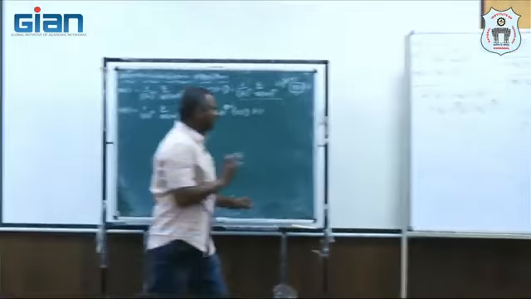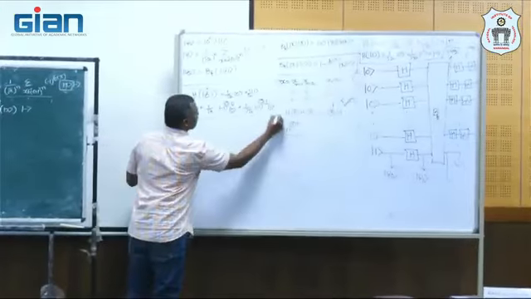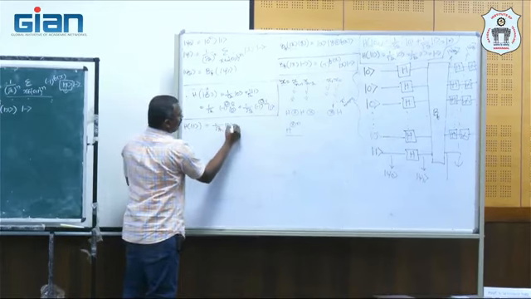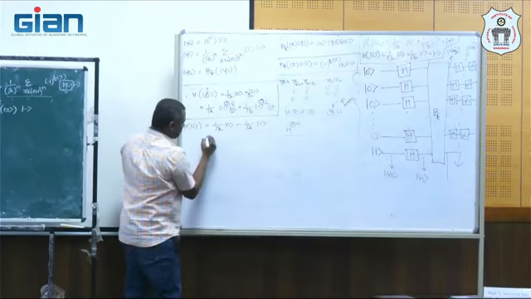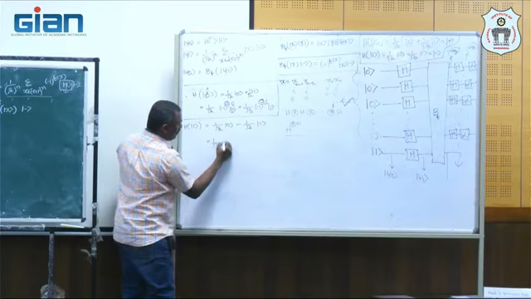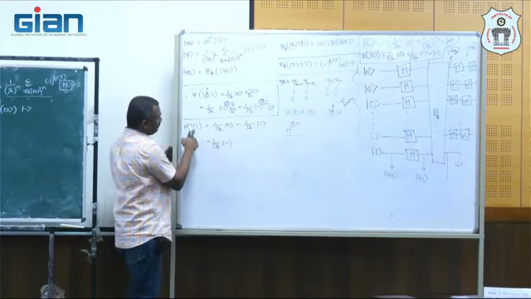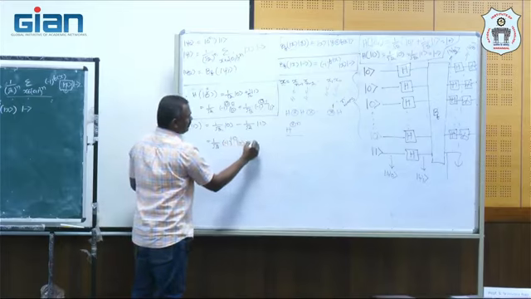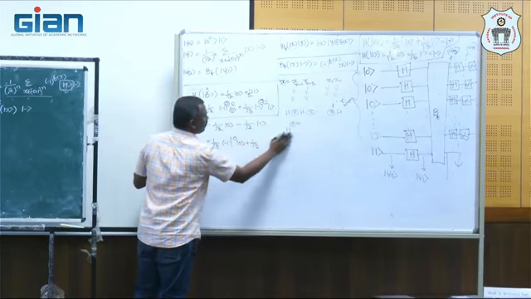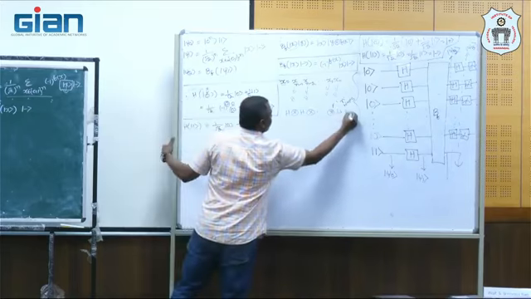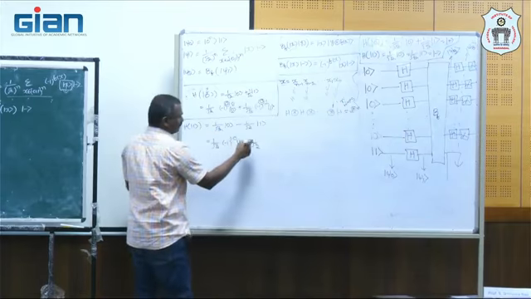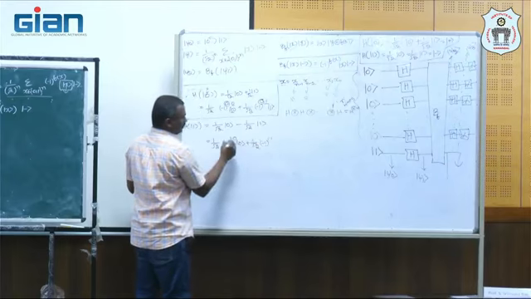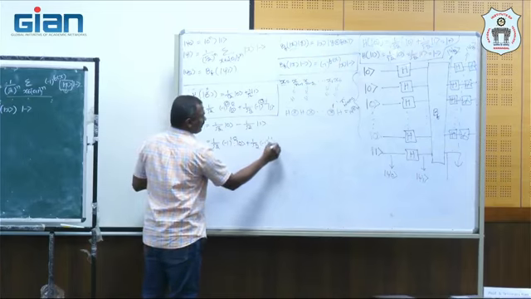Is that correct? Similarly, H of ket 1. What is H of ket 1? H of ket 1, we know that it is 1 by root 2 ket 0 minus 1 by root 2 ket 1. The same thing another way also we can write like this, no? 1 by root 2, 1 by root 2, minus 1, correct? Whatever you put here, ket 1.